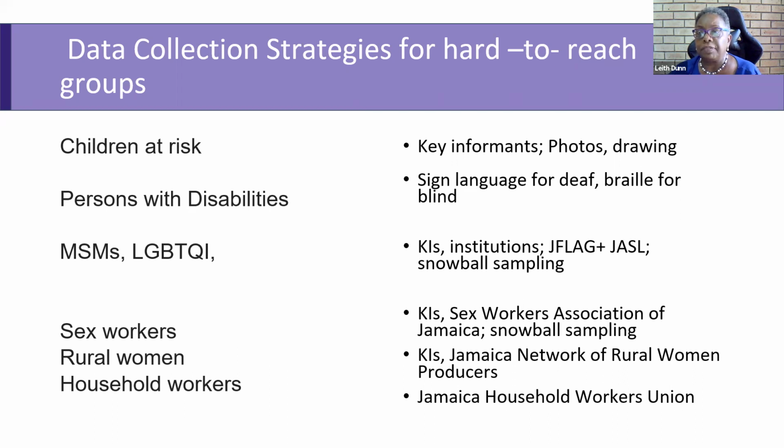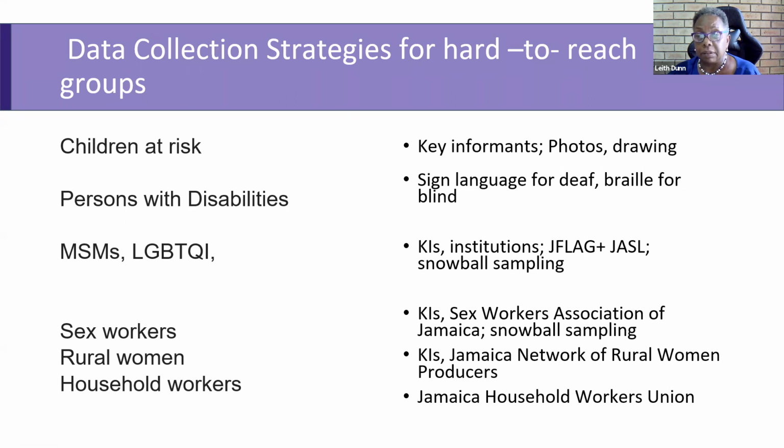So I've just flagged, for example, some of the hard to reach groups, and there are whole methodologies around this. So children at risk. In research we have done on child labor and child trafficking, we use key informants, and then in talking with children, it might mean using photos and drawings. For persons with disabilities, we recognize the need for sign language for the deaf and Braille for the blind.